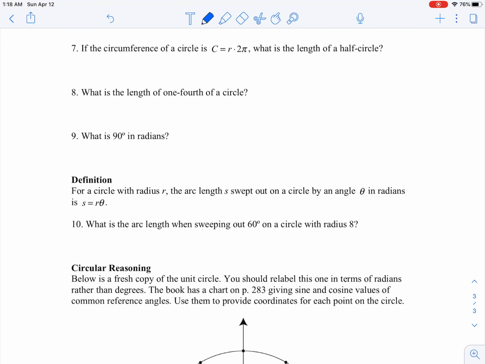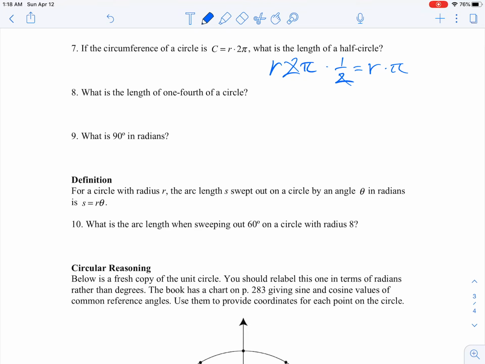If the circumference of a circle is c equals r times 2 pi, what is the length of a half circle? Well, let's take r times 2 pi and cut it in half. That appears to give us r times pi.